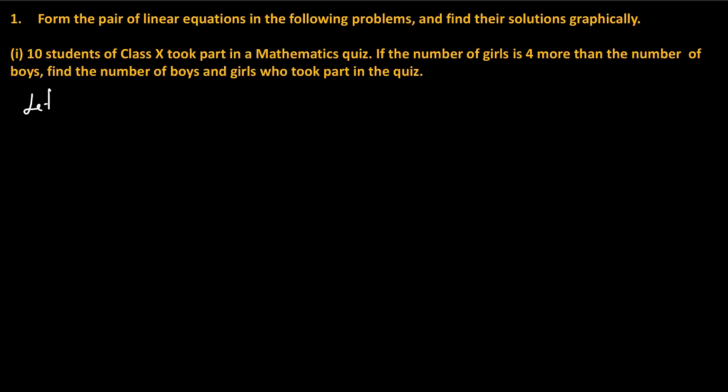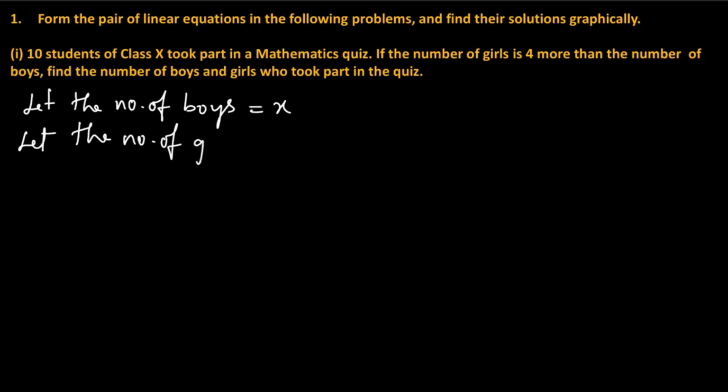So let the number of boys be equal to x, and let the number of girls be equal to y. So total strength of the class is 10. So we can write x plus y is equal to 10. This is our first equation.